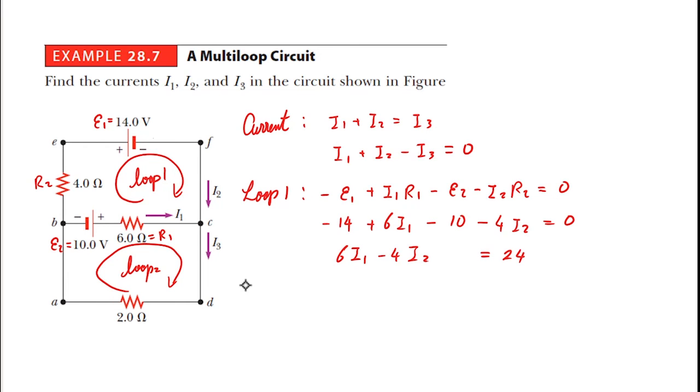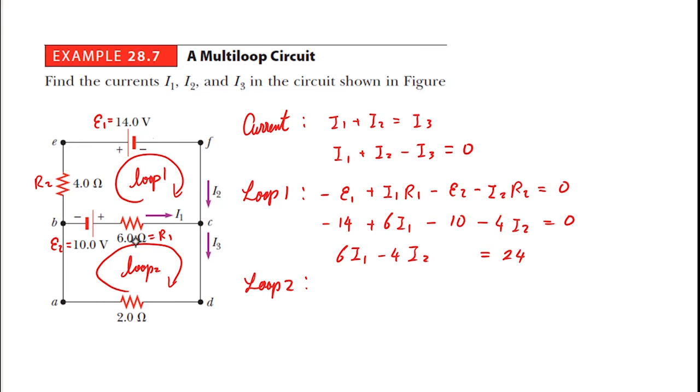You see what this is becoming? This is a 3 by 3 system of equations. I1, I2, and I3. Oh no, tell me it ain't so.